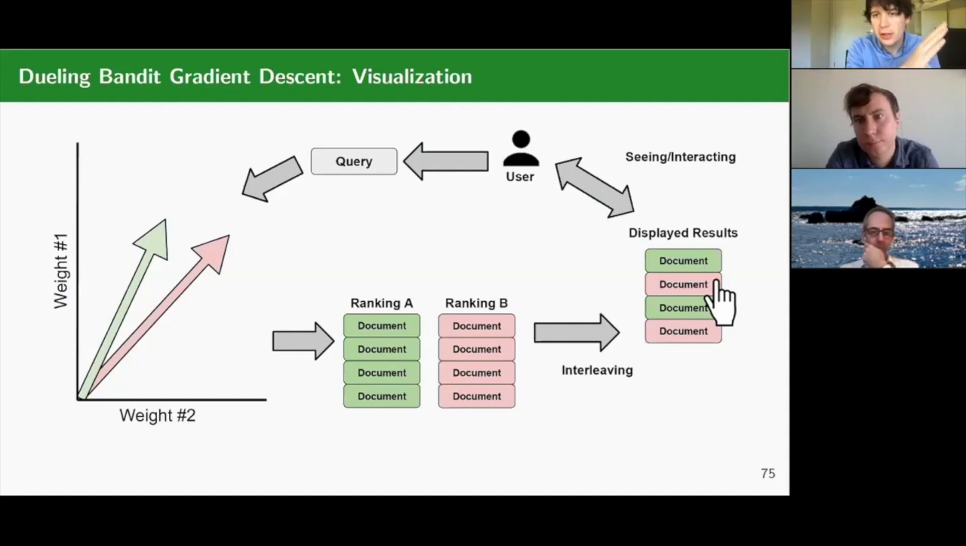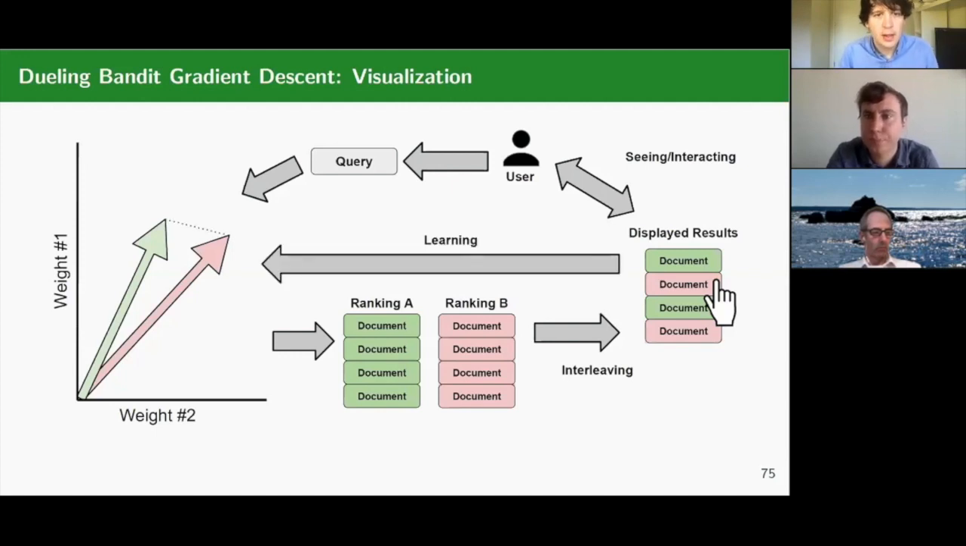The user may click on some items, which gives us a preference. In this case, we see the user seems to prefer the new system, system B, the candidate system. So we want to update our model in that direction. We estimate the gradient to be towards our improved model. The problem here, of course, is that clicks are very noisy. So we're not going to fully commit to this change. We're going to take a very small step. So we're going to slightly update our model in that direction.